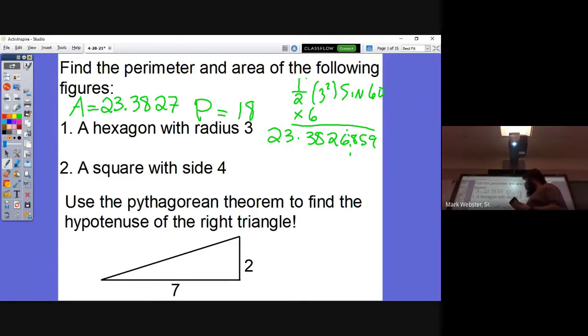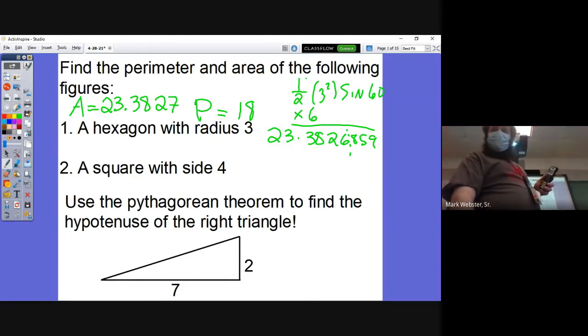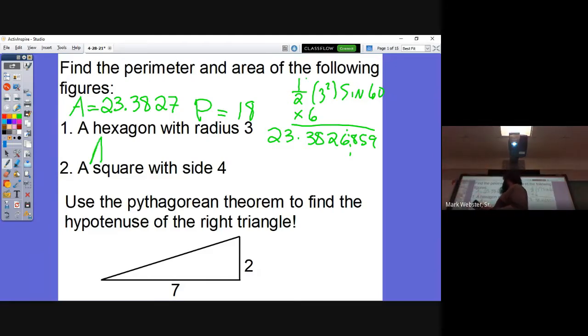All right, let's do the same thing with our square here. If you've got a square and you know the side is 4, what does the area have to be? 16, right? 4 times 4. And then the perimeter, what's the perimeter going to be? Yep, exactly right. 4, 4. That's right. Very good.